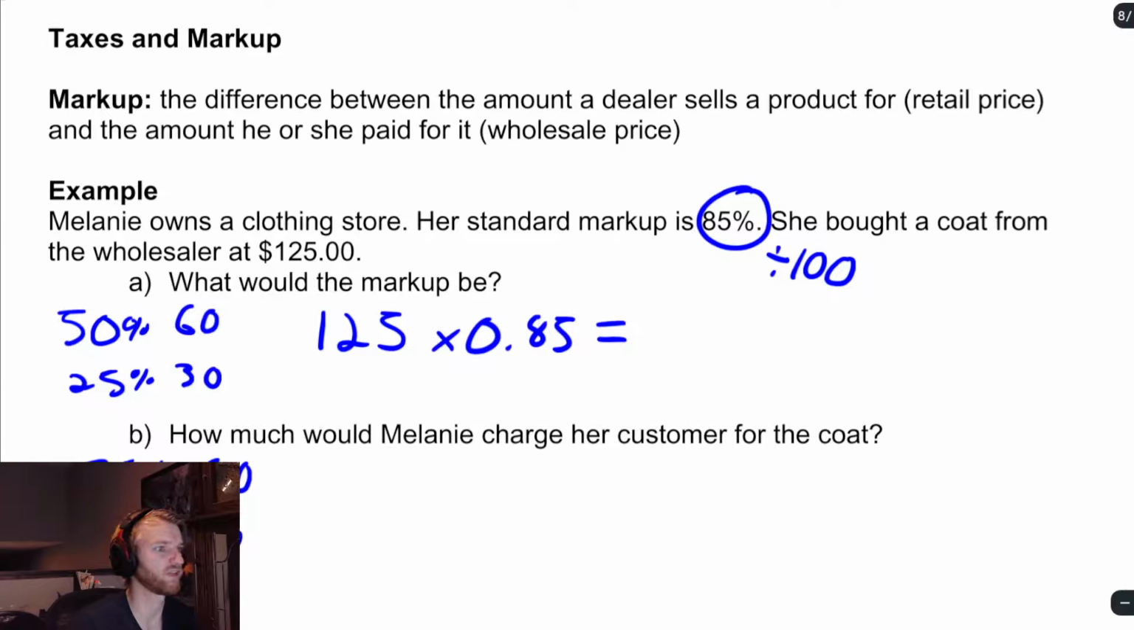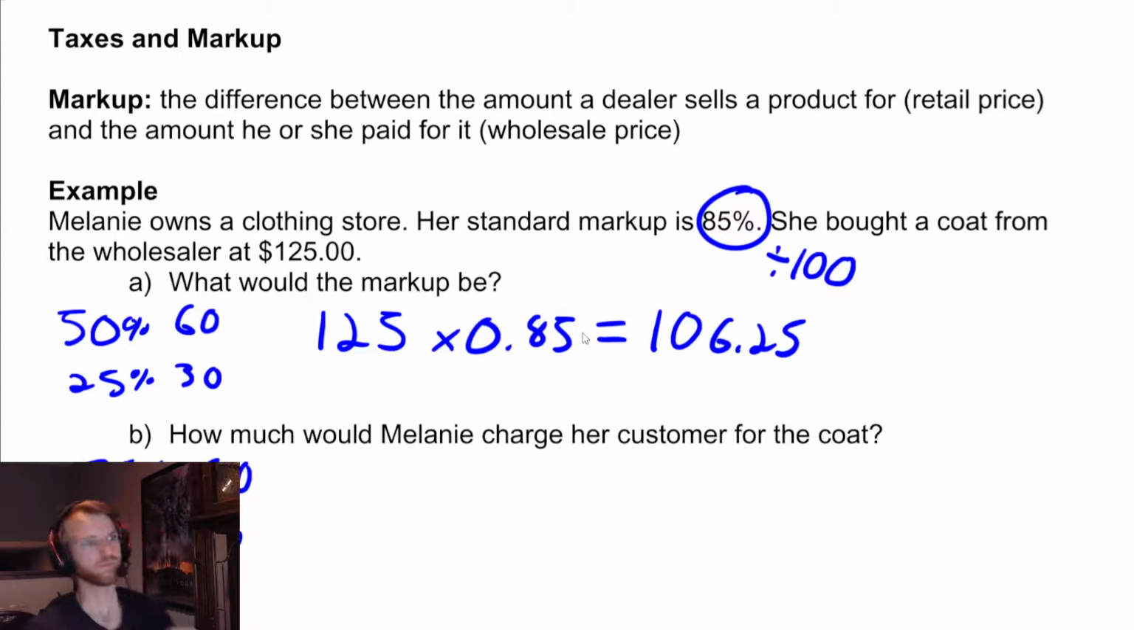Okay, I could get closer than that if I wanted to, right? But for now, I'm just going to say I'm guessing it should be around $100. So if I now put in my calculator, 125 times 0.85, I get $106.25. That's reasonably close to what our estimate was. This answer kind of fits with what we were thinking.